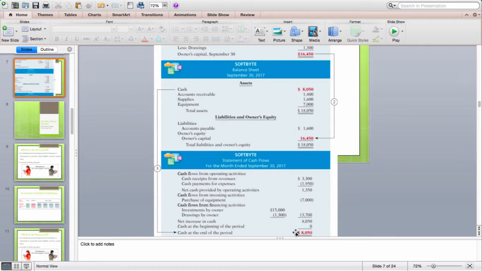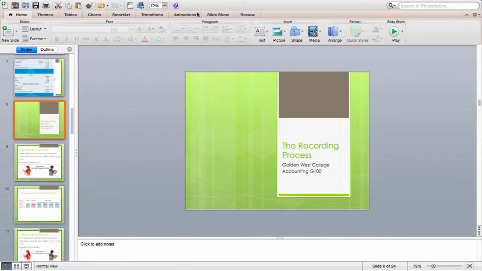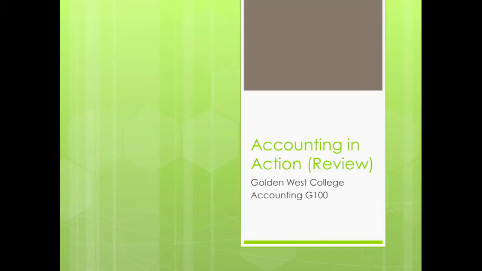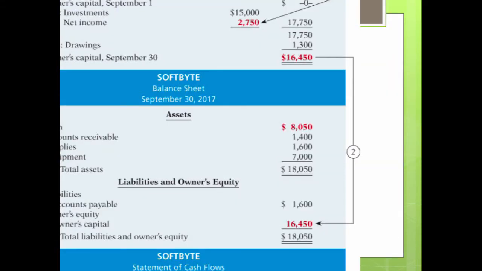So notice that all of these statements except the balance sheet report for a specific period. The balance sheet is the only one for a specific date. Okay, and that is all we learned in chapter 1. Let's go back here. So you learned in chapter 1 how to analyze business transactions in terms of the accounting equation, and you learned to present the effects in tabular form. Okay, so let's go back.